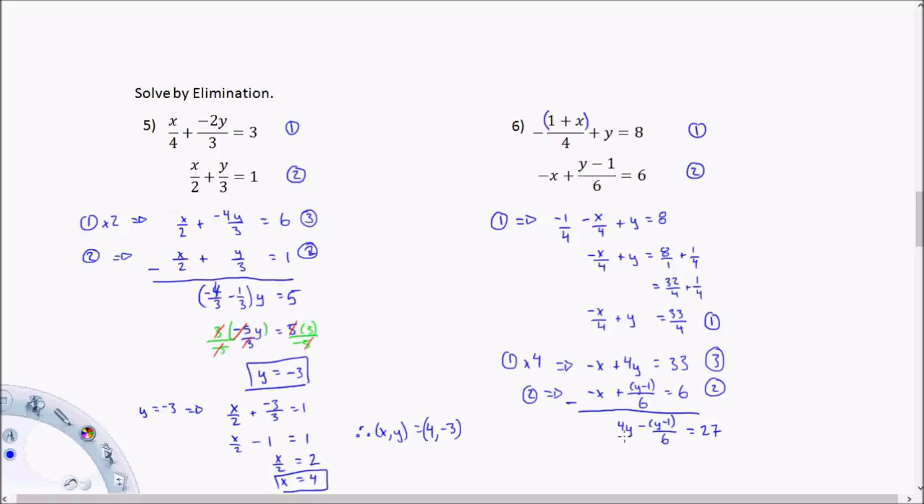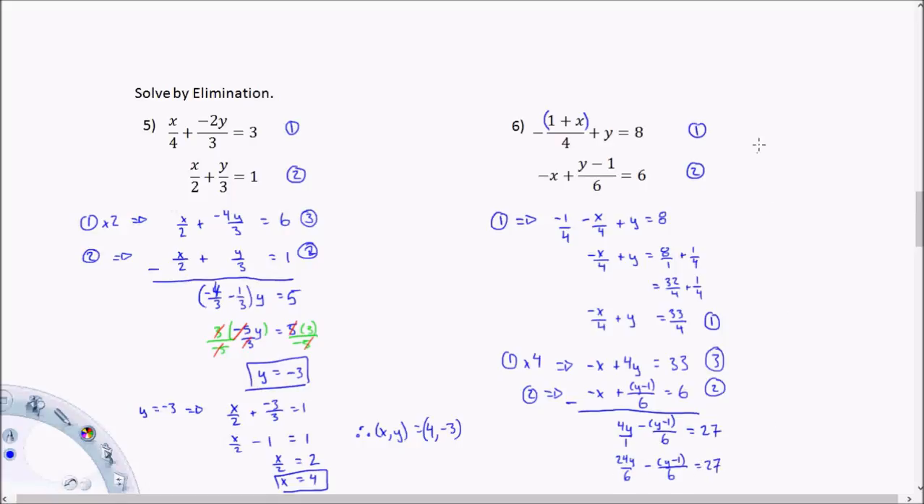We then just want to start the isolation process and find out what the value of y is. So to do this subtraction, we must find a common denominator. 4y is the same as 4y over 1. So let's multiply this first fraction by a numerator of 6 and a denominator of 6, so that way we have a common denominator with this denominator here. So we multiply the denominator by 6, we must multiply the numerator by 6, and the second fraction remains unchanged, and that's all equal to 27.